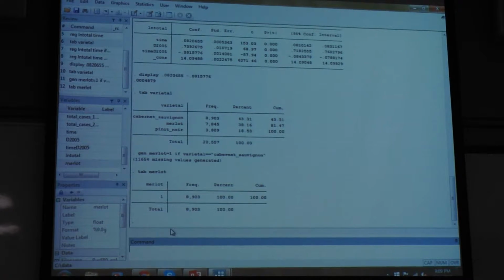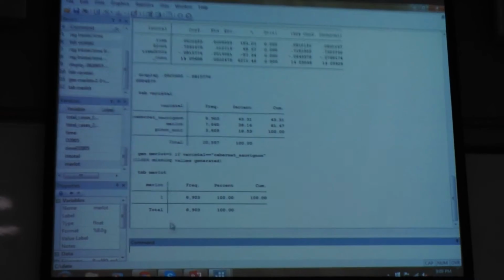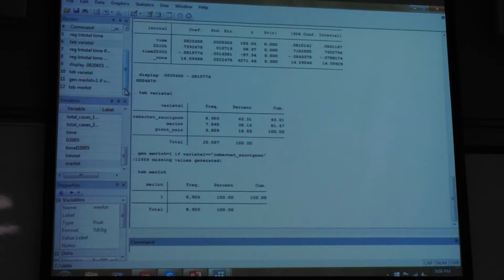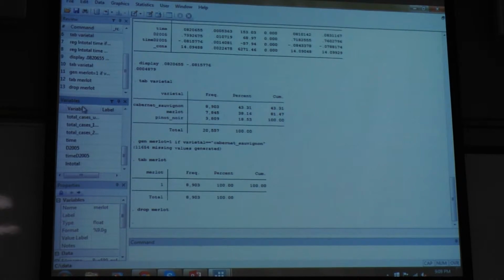So 0 is going to be when, oh, I did that wrong, didn't I? It's reversed, right? Other way around. I was thinking too much about Merlot. All right, so we drop that. Drop Merlot. And I'm going to save that. This should be Merlot.